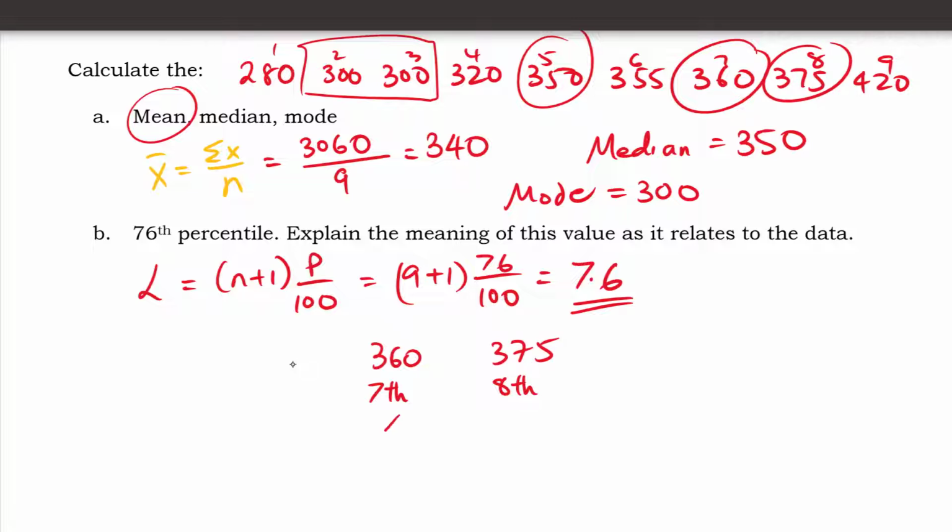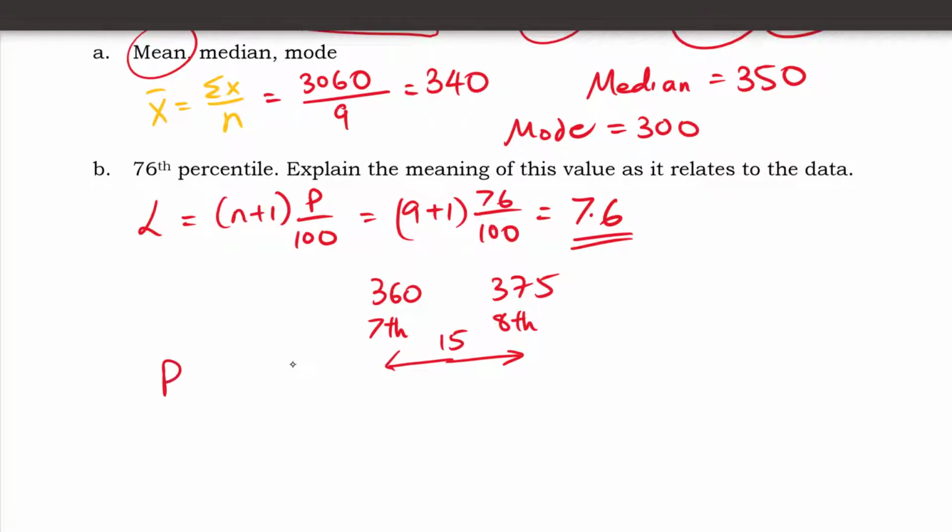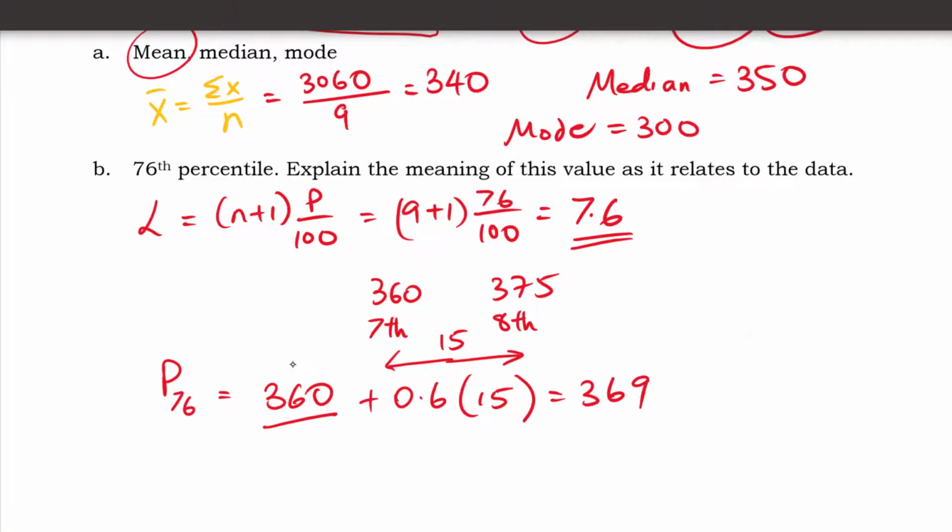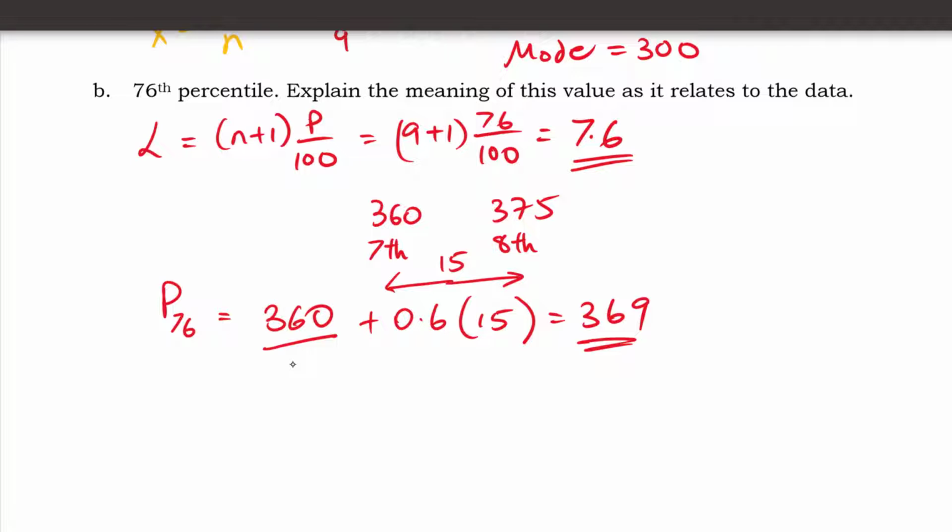So the distance between them is going to be 375 subtracted by 360, which will give us 15. That's the distance between them. The 76th percentile is found by taking the 7th value, which is 360, and then because we have a 0.6 here, 7.6, we're going to add 60% of the distance between the 7th and the 8th observation, which you obtain here to be 15. We're going to add that to 360, and that will give us 369. So 369 is the 76th percentile.